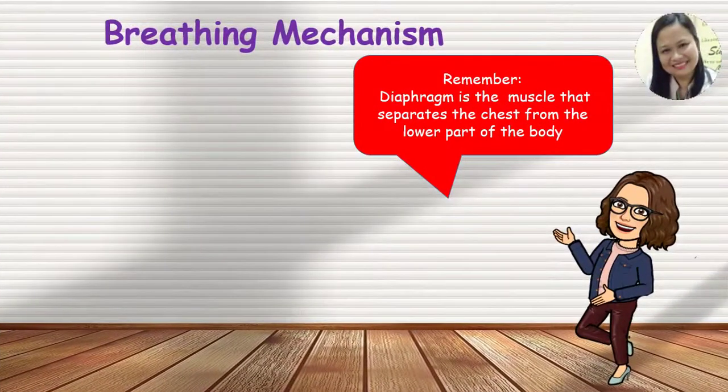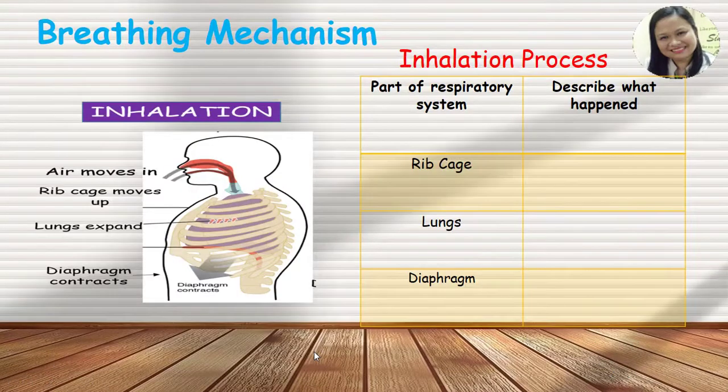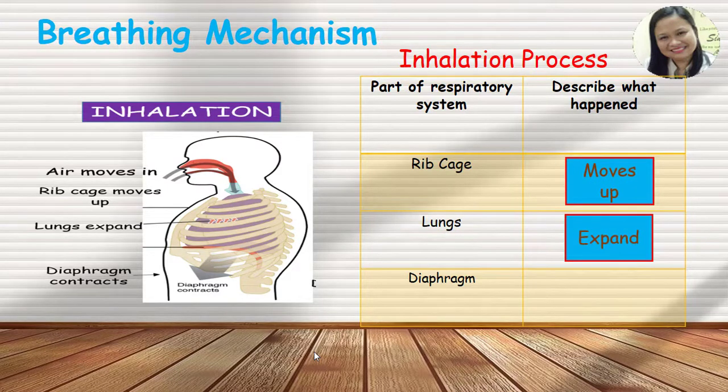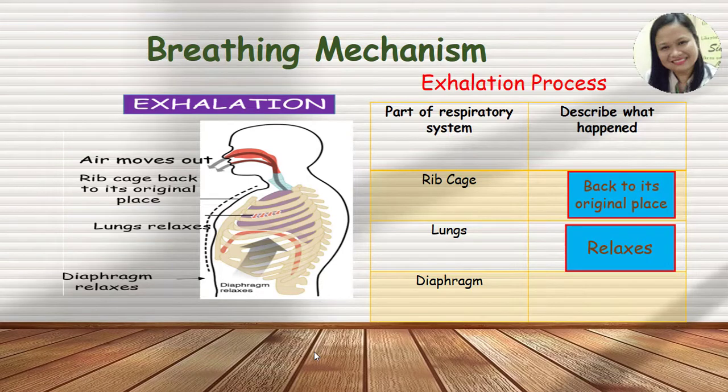Aside from knowing the difference between inhalation and exhalation process, you should also know the meaning of diaphragm. Diaphragm is the muscle that separates the chest from the lower part of the body. So based on the picture, here is your diaphragm. So what happens to your rib cage, lungs, and diaphragm as you inhale? As you inhale, your rib cage moves up, your lungs expand, and your diaphragm contracts. While in exhalation process, your rib cage goes back to its original place, your lungs relax, and your diaphragm relaxes too.